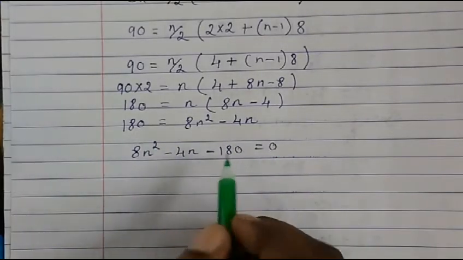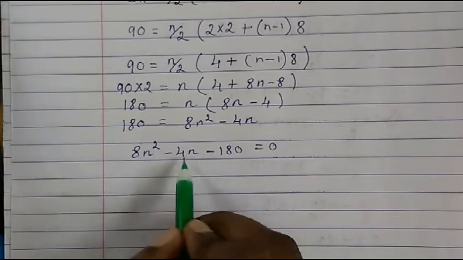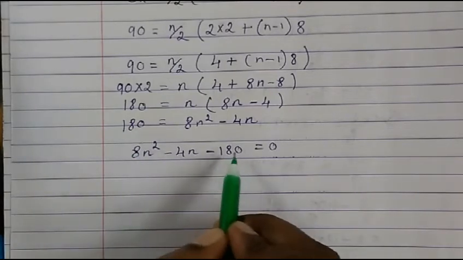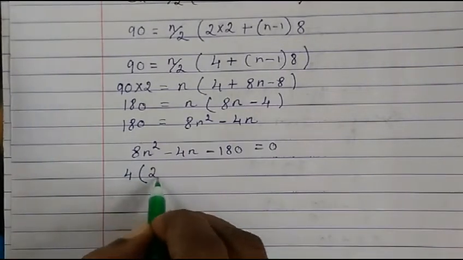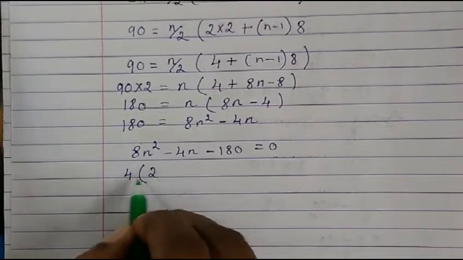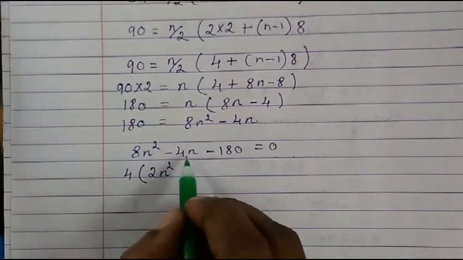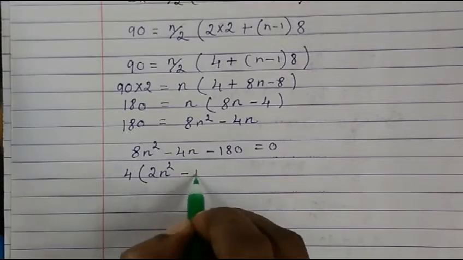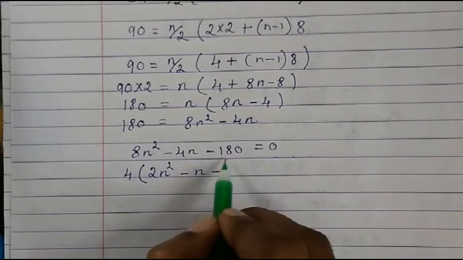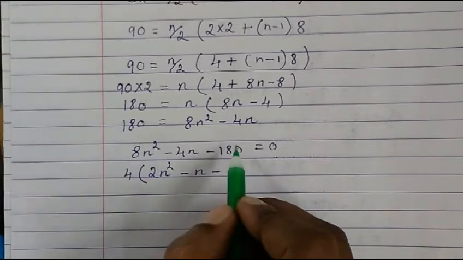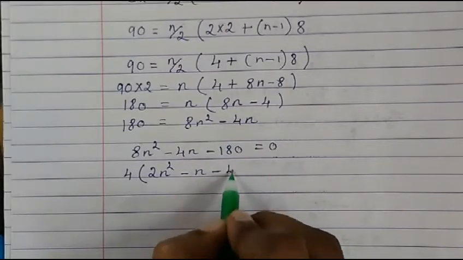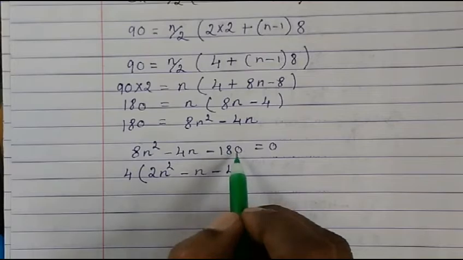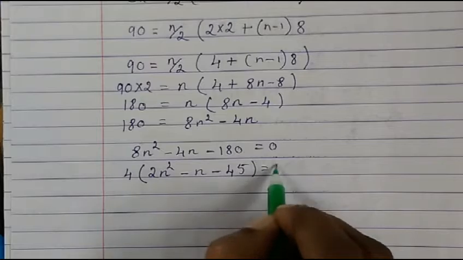So now let's take something common. This 8 can be divided by 4. This can be divided completely by 4. This also can be divided by 4. So let's take 4 as common. So then we will have 2 times 4, 8, n square. And then 4 is out, so we'll have n. Then 4 times 45 will come, 4 times 45 is 180, equal to 0.